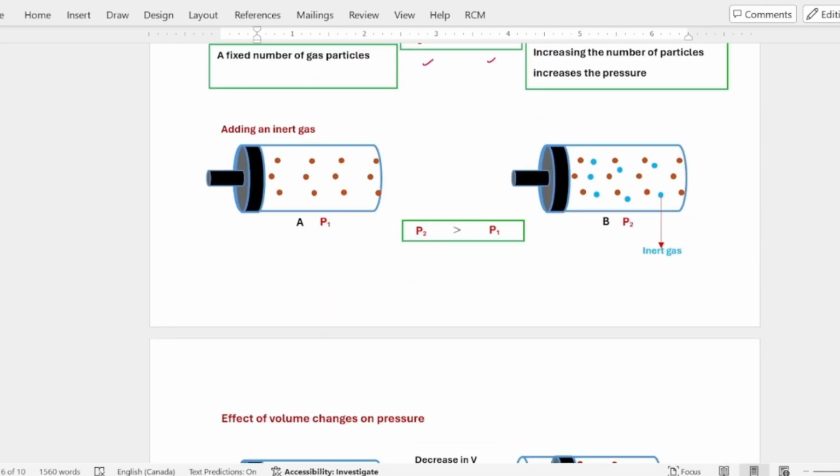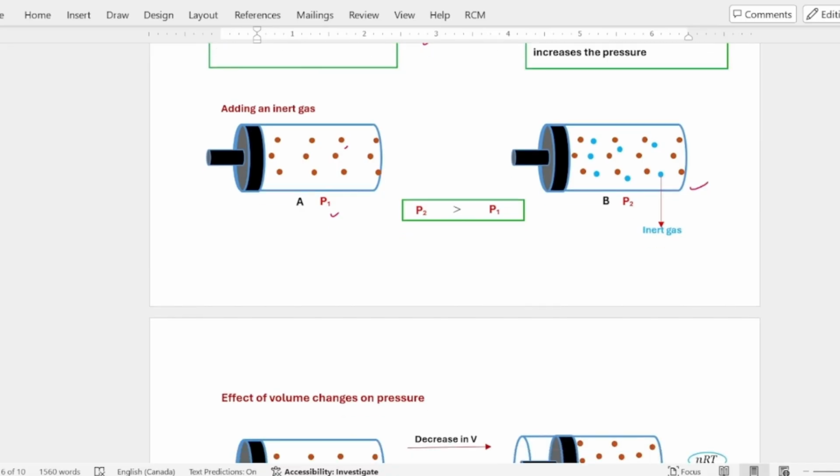What do you think will happen if you add an inert gas? The number of red particles is the same in both cases, but we put in some blue particles that represent inert gases. Of course, according to Dalton's law of partial pressure, the pressure inside here is going to be greater than the pressure inside here by virtue of the larger number of particles, regardless of what type of particles, okay, as long as these do not react with each other.